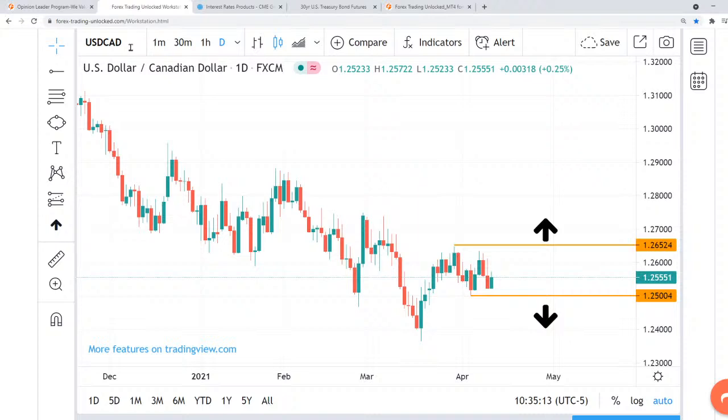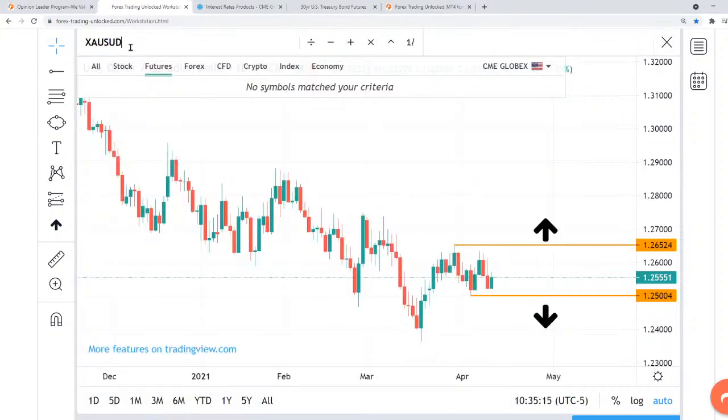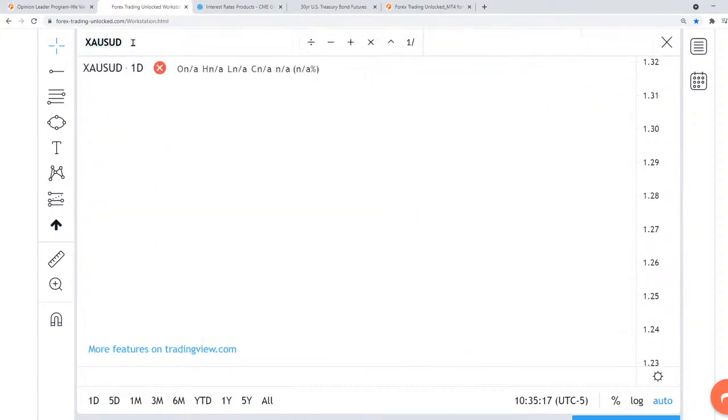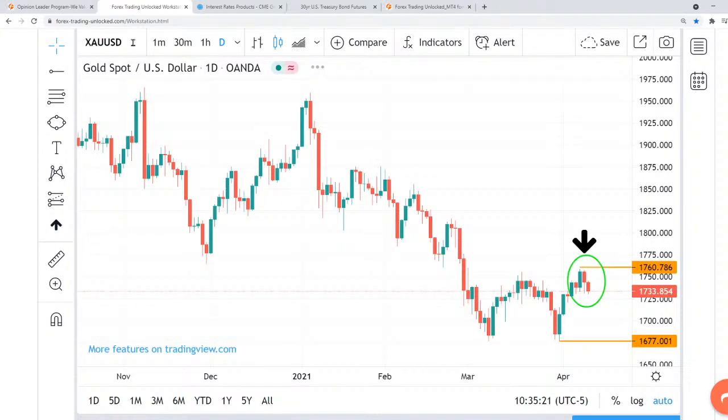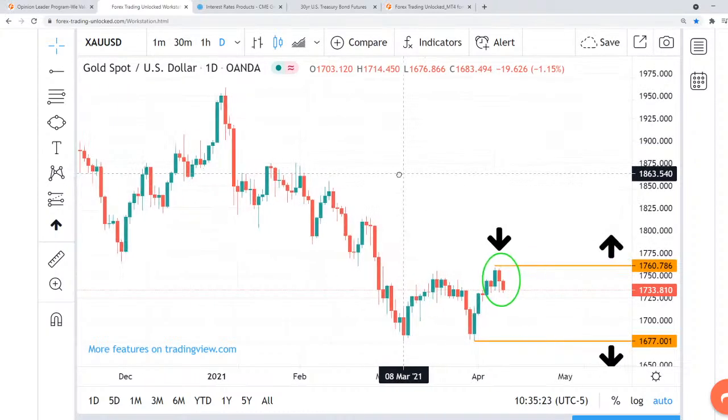Now remember, we also showed you the gold. I want to remind you about this one to take a look at. I keep doing this on the symbol. My fingers are not working today very well. Okay, XAU. So remember this one here.